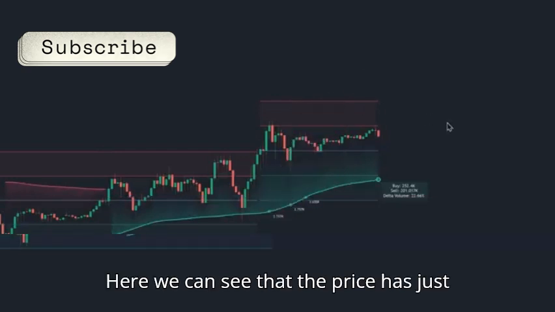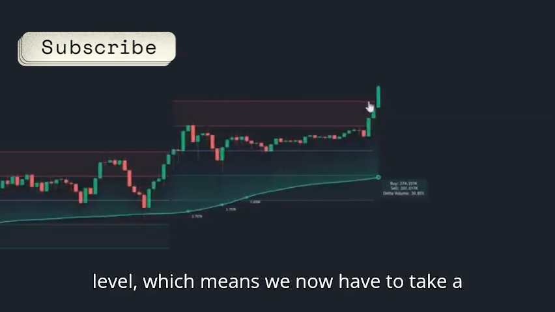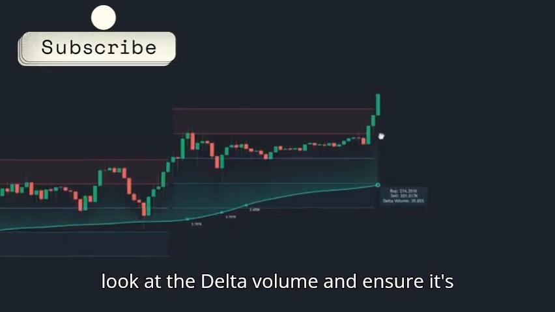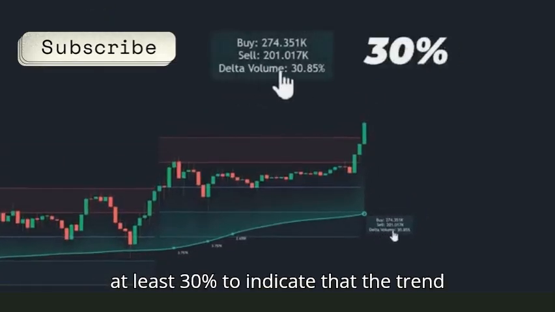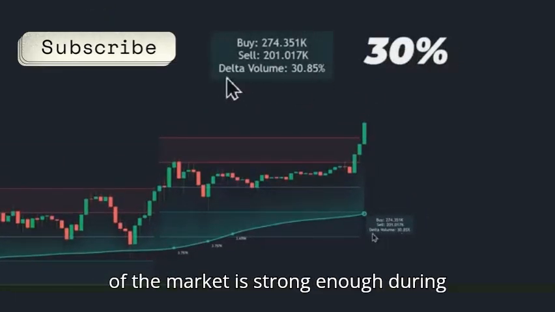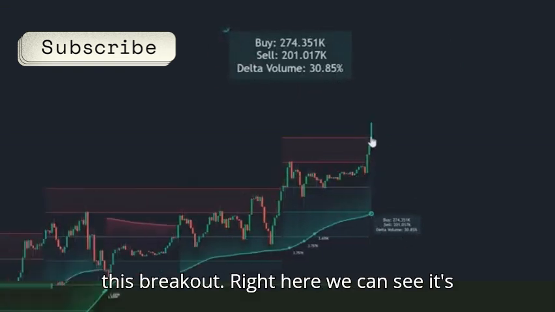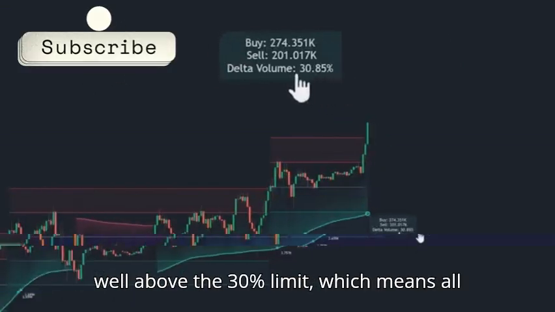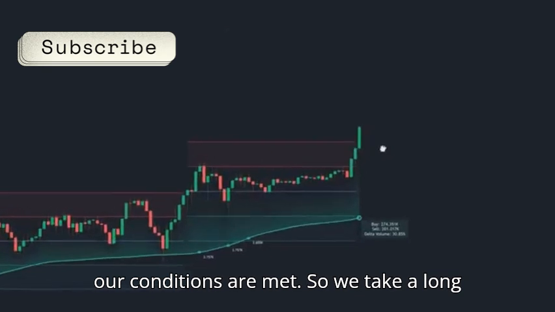Here we can see that the price has just broken and closed above the resistance level, which means we now have to take a look at the delta volume and ensure it's at least 30% to indicate that the trend of the market is strong enough during this breakout. Right here we can see it's well above the 30% limit, which means all our conditions are met. So we take a long position.